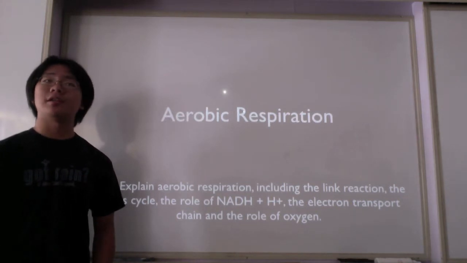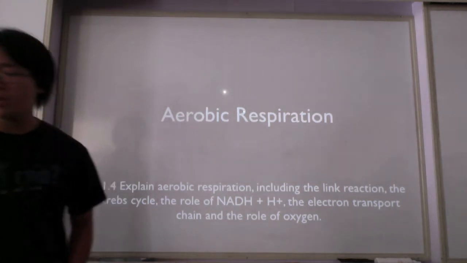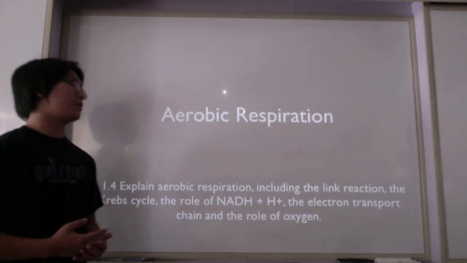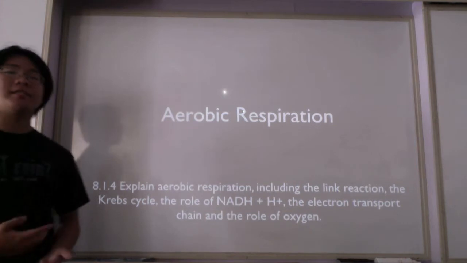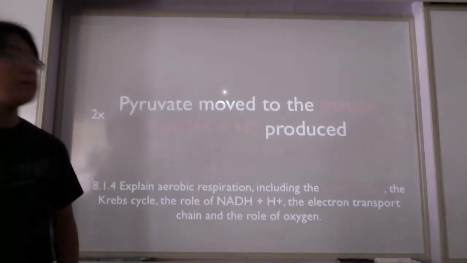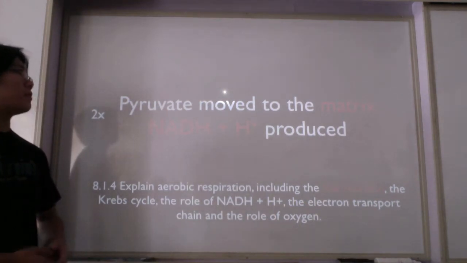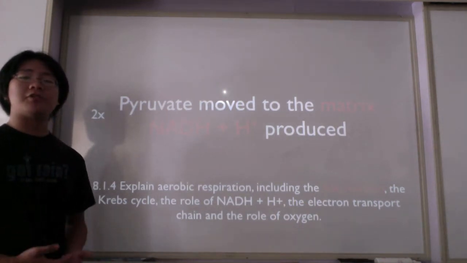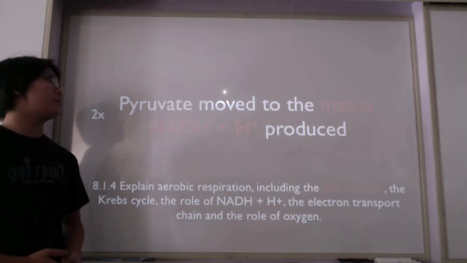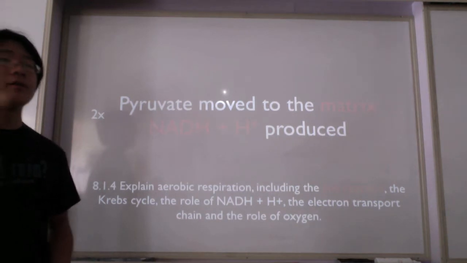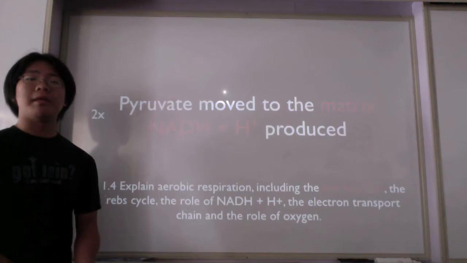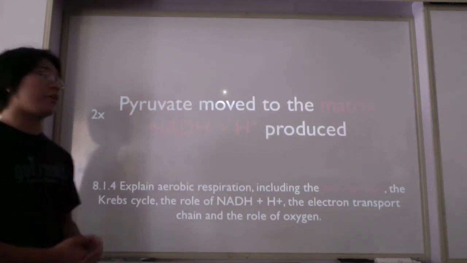But aerobic respiration involves three important parts: the link reaction, the Krebs cycle, and then the electron transport chain. So to begin, the link reaction. The pyruvate must be moved to the matrix because glycolysis occurs in the cytoplasm. So pyruvate must be moved to the matrix of the mitochondria for the Krebs cycle to occur. In this reaction, which moves the pyruvate to the matrix, a hydrogen carrier is produced. And note that this happens twice for every glucose molecule.